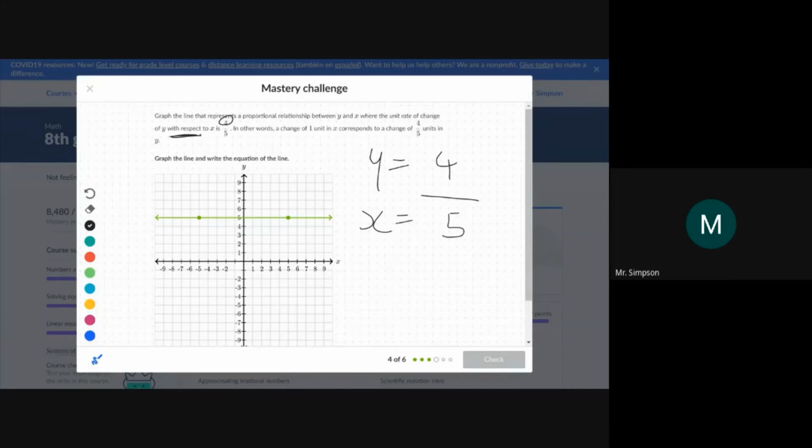Okay, so we know what the slope is, right? It says the slope is 4/5. If you remember, the slope-intercept form is y equals mx plus b. M is the slope and b is your y-intercept. All right, so we know the slope is 4/5. Okay, so that's what this is.